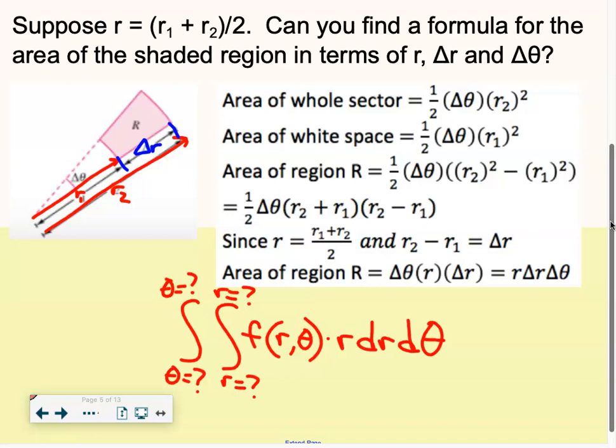Here's the new thing. When you're in polar, whatever you have for your z function has to get multiplied by r, and then dr d theta.